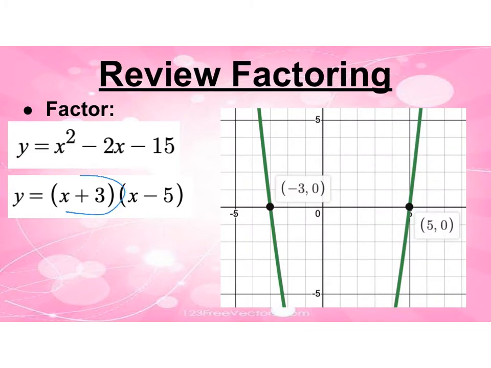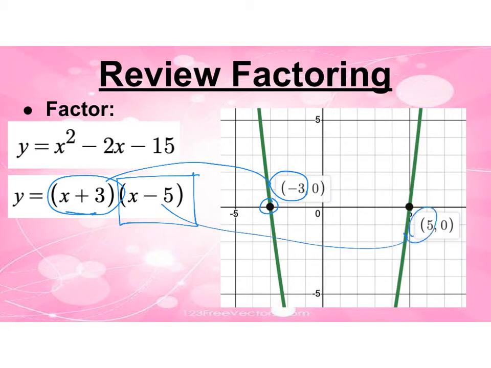So again, notice X plus 3 leads me to a negative 3 x-intercept. So if we think about it, when it was in vertex form, inside the parentheses, we said it had to be the opposite. That is still true here. So X minus 5, the opposite is going to be a positive 5. If I take each of those, the X plus 3, and I set it equal to 0, because Y is 0 at the x-axis, then X is going to be negative 3, and that is my x-intercept. X minus 5, set it to 0, X equals 5, and that's my x-intercept.